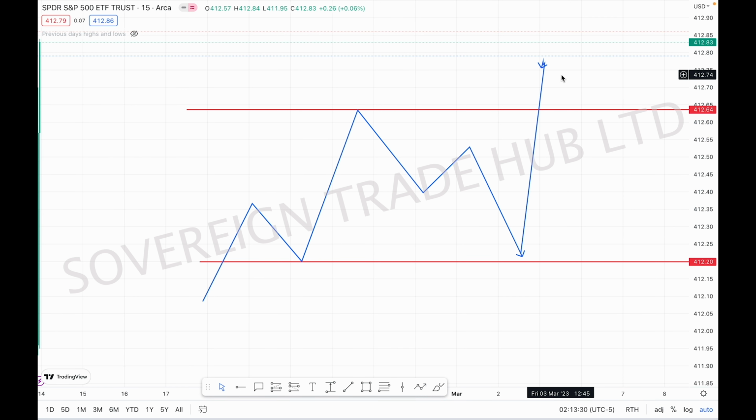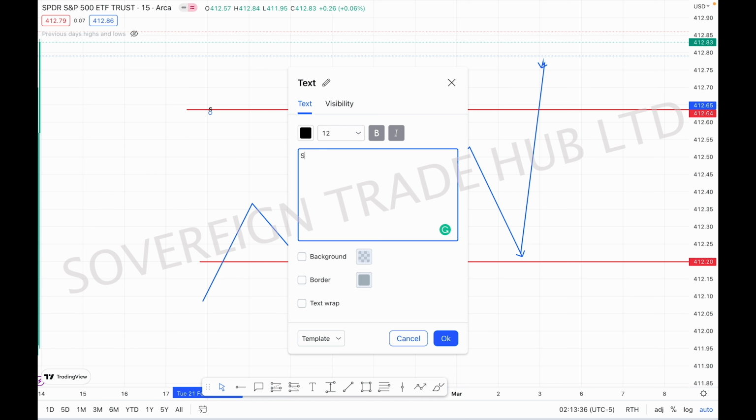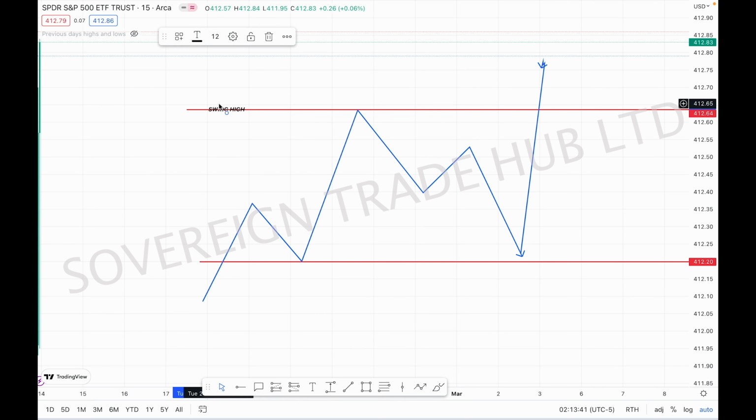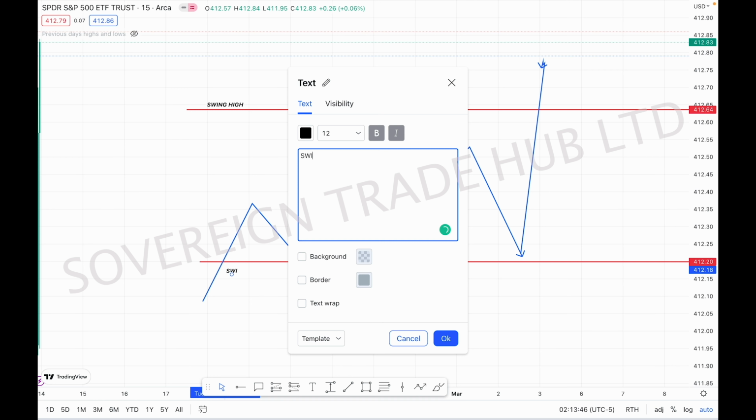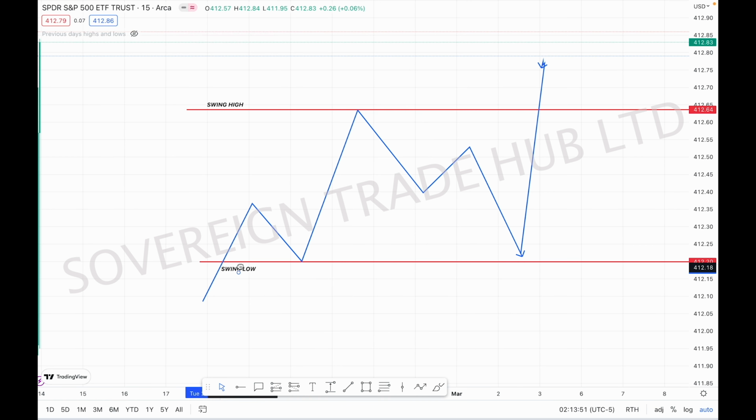So looking at this very move now, let's label here the swing high, and let's call here the swing low. There's a swing high and there's a swing low, and let's look at this now.